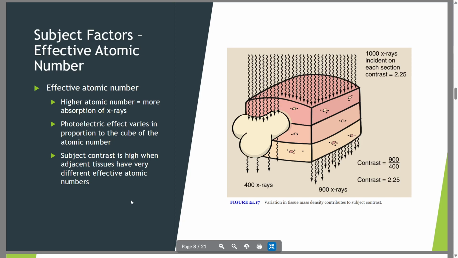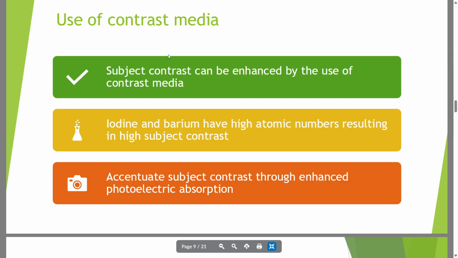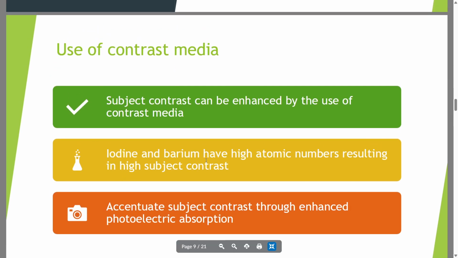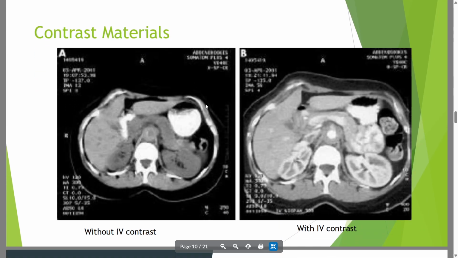When we have air next to bone, their densities are going to be extremely different because the atomic number of the components of air versus bone are going to be vastly different. When we use contrast media, for example, iodine, barium, when we inject contrast, or they take it in orally or rectally, it's going to enhance the subject contrast of the body part that we're looking at. So it'll accentuate that through enhanced photoelectric absorption, causing a little bit more brightness on an image.